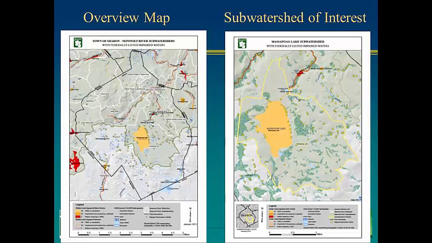In previous segments of this presentation, we developed the town overview maps as well as the subwatershed of interest maps. The town overview map was designed to easily identify impaired waters in the community and waters for which a TMDL has been completed or is required.